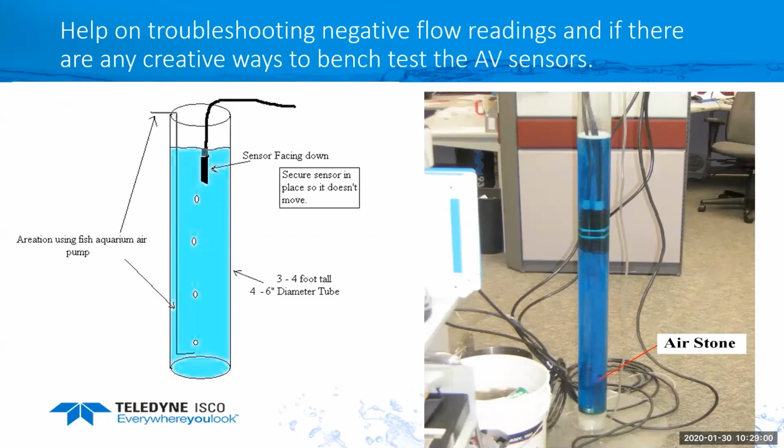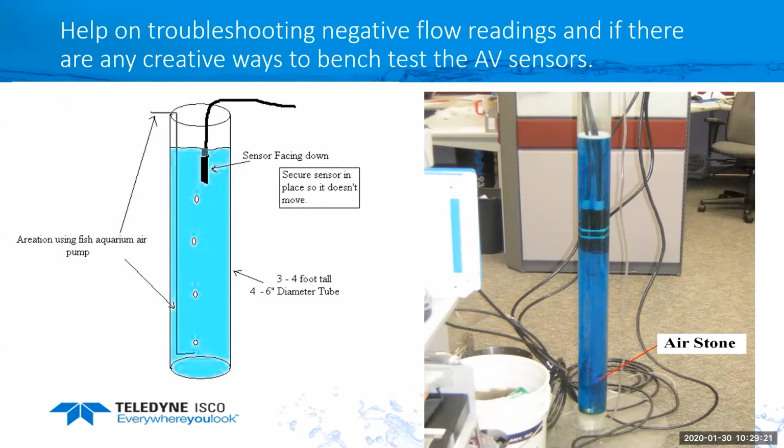More questions on the AV sensors. Somebody wanted some troubleshooting help on how to read negative flows, and if there's any creative ways to test your sensor. So what our technicians have come up with is they've used an aquarium air stone, and they put it in the bottom of a tube.